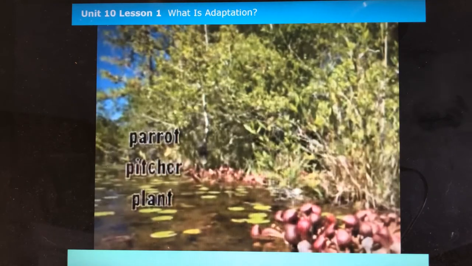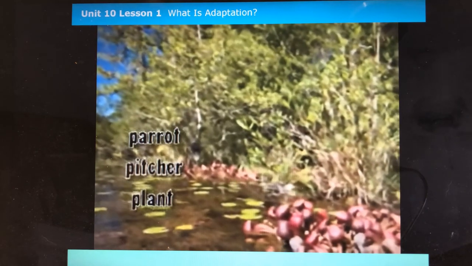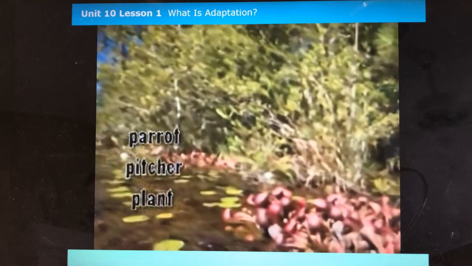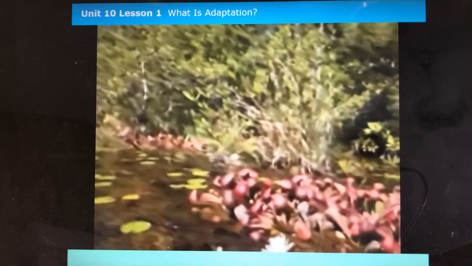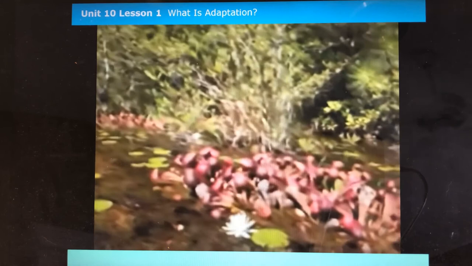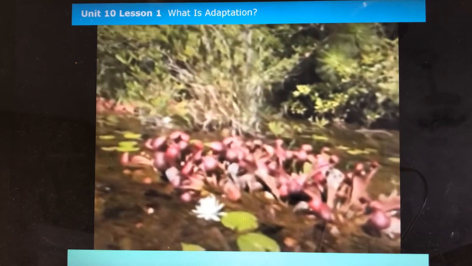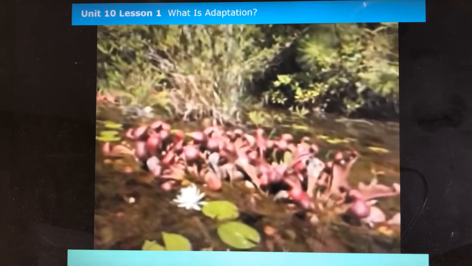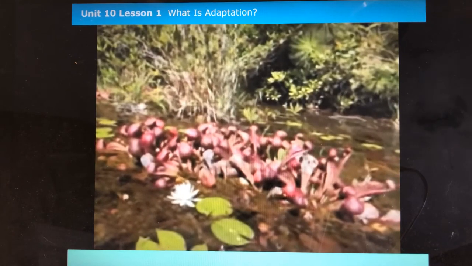Another carnivorous plant living in an extreme environment is the parrot pitcher plant. It lives in bogs and shallow rivers, where it can lean flat into the water. It uses its submerged trap to catch small swimming prey. This is the parrot pitcher plant.